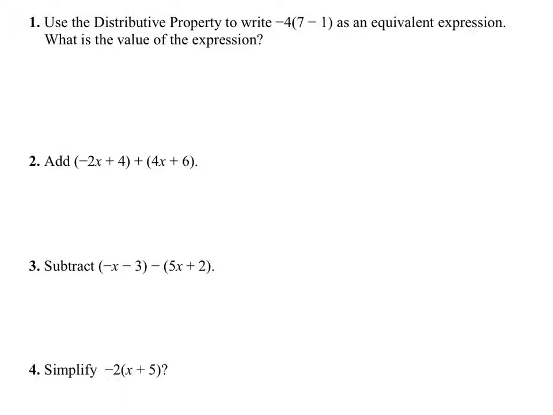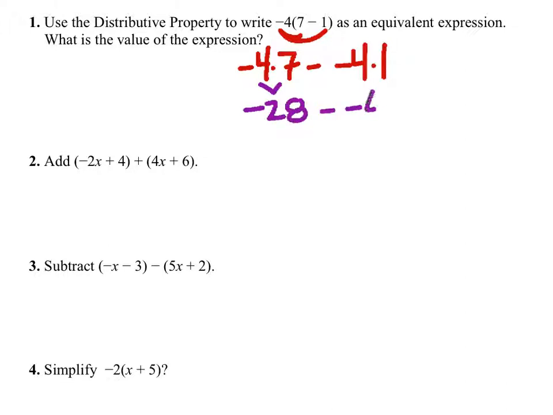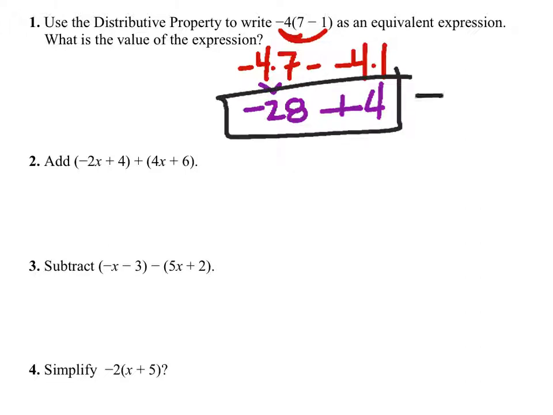Number one, use the distributive property to write negative 4 times 7 minus 1 as an equivalent expression. Okay, well, if I distribute this negative 4, because that's what it said to do, then I would get negative 4 times 7 minus, well, negative 4 times 1, which when I multiply these, I get negative 28 minus negative 4. But we're just going to simplify that, make that a plus, and this would be the expression. And then it wants us to find the value of the expression. Negative 28 plus 4 is negative 24.